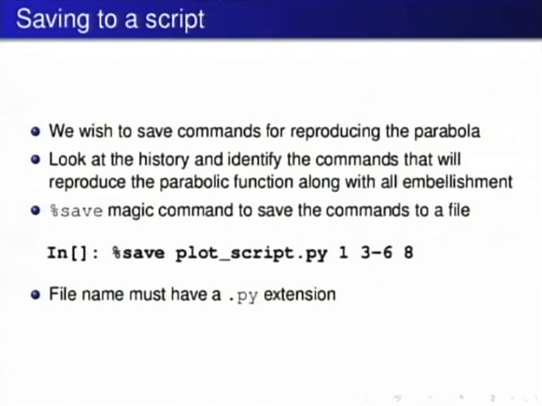Percentage save is the command. The save takes as the first argument the name of the script in which you want to save it, then the line numbers. The command as shown on the screen says save line number 1, line numbers 3, 4, 5, 6 and line number 8 into a file called plot_script.py.